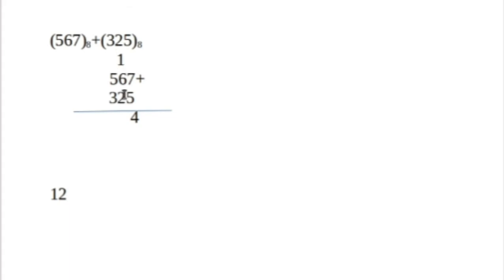Then 6 plus 2 are added together. That is 6 plus 2 is equal to 8. 8 plus carry 1, we get 9 in decimal. 9 minus 8 is equal to 1. That means the octal equivalent of 9 is 11. Okay, so 1 is in the second column and carry 1 goes to the next higher digit.